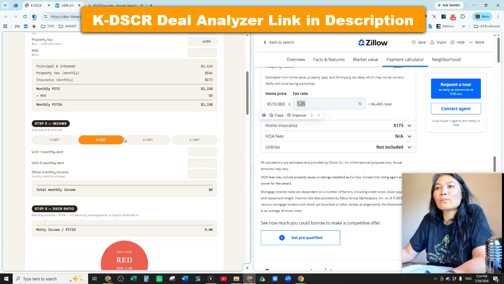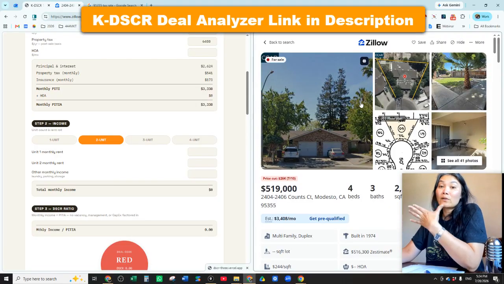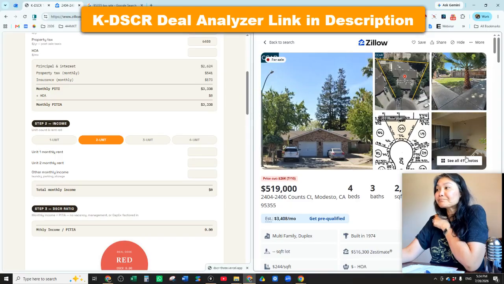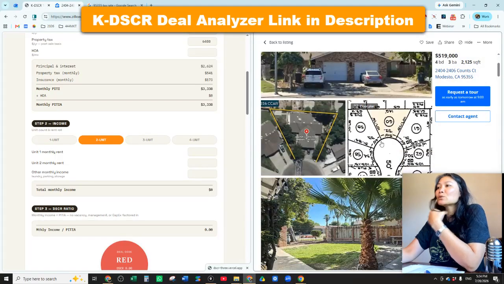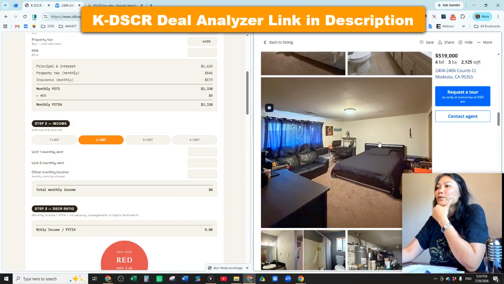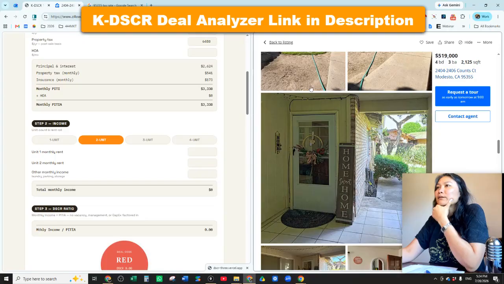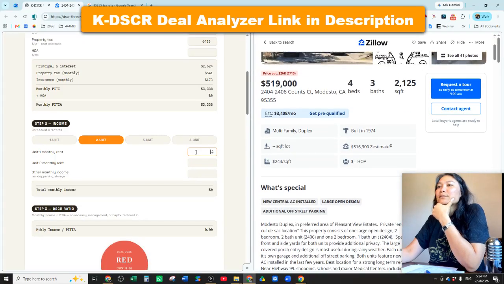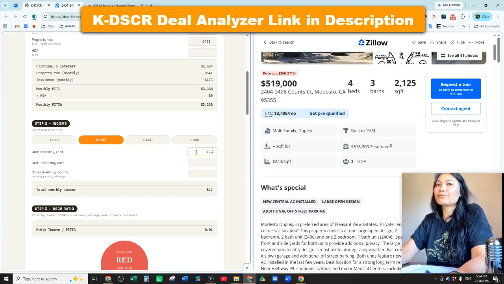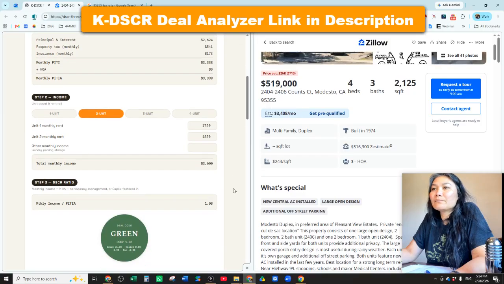All right, so it's a duplex, so 2 units. For the income of the duplex in Modesto, you have to know your market. If you don't, you have to have a property manager that you can rely on. I look at these properties: 1 unit is 2 bedroom, 1 bath, and 1 unit is 2 bed, 2 bath. For this condition, I would say 750 for the first unit and 1850 for the second unit. Assume no other income.